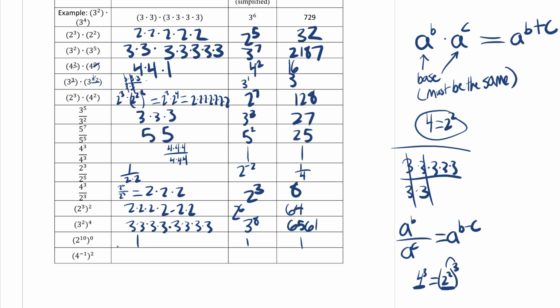This is 4 to the negative 1, which is 1/4 squared, which is 1/4 times 1/4, or 1 over 4 times 4. We can also write this as 1 over 4 squared, or you can write it as 4 to the negative 2, which is 4 to the negative 1 times 2. Still, you get 1/16 no matter what. And that'll do it on practice for this lesson.